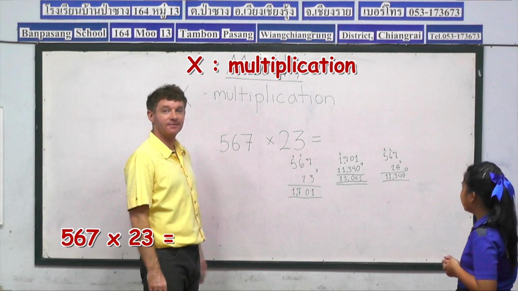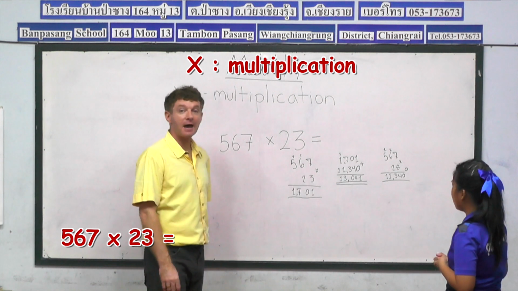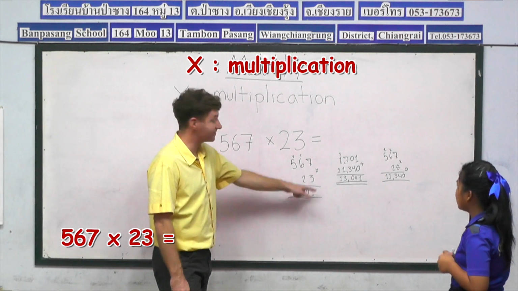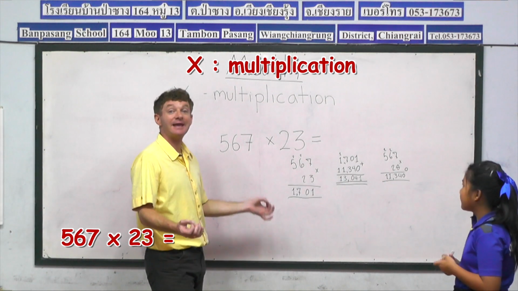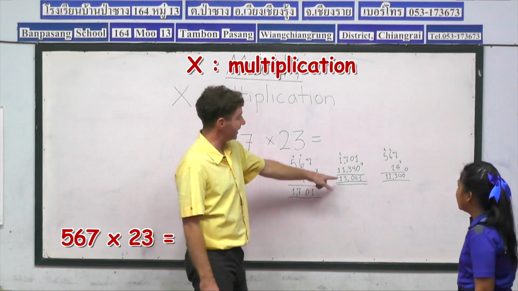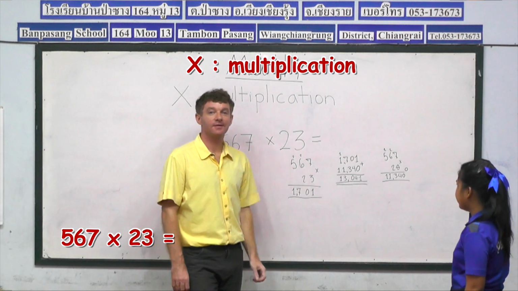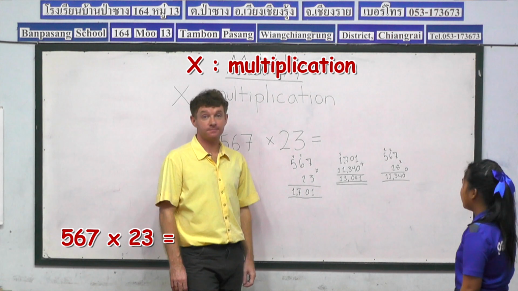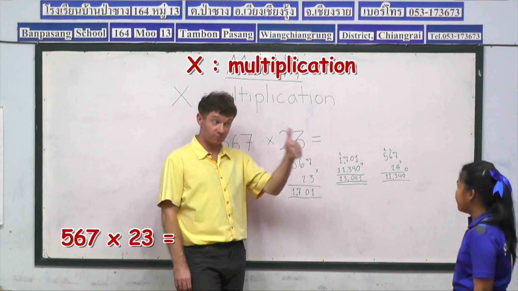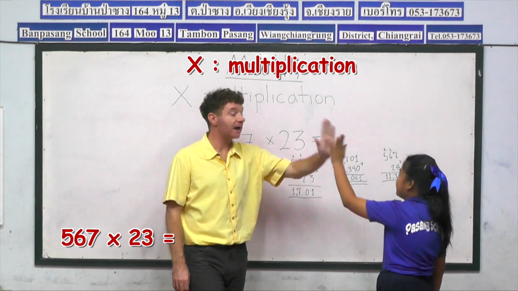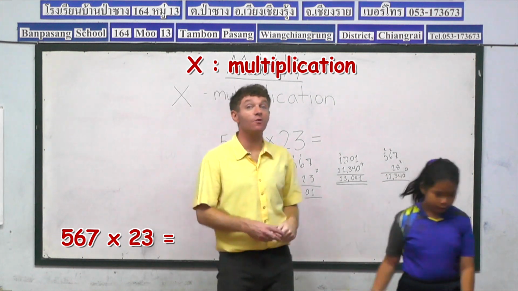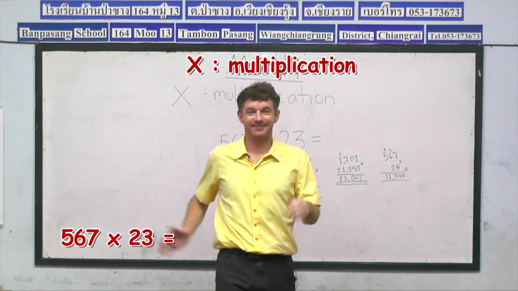So we can say 567 multiplied by 23 equals 13,041. And Lakau, that was brilliant. Very well worked out. High five and a big round of applause for Lakau, please, guys.